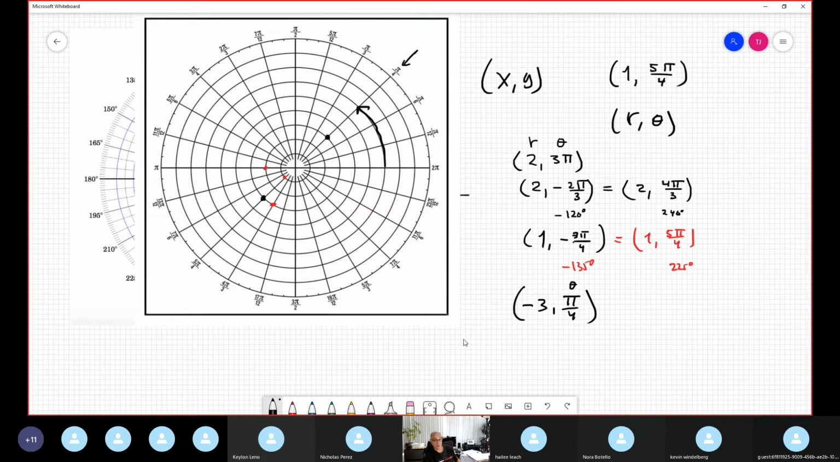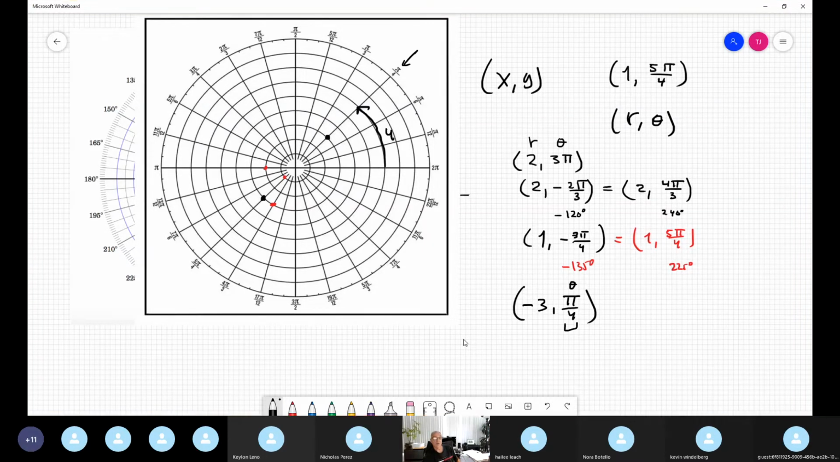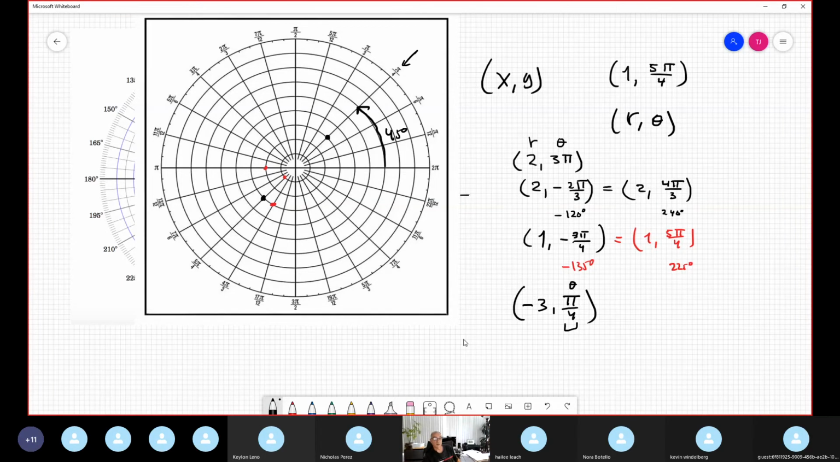The thing I am trying to explain is, when you have a negative radial, you don't care. You navigate for the theta, which is pi over 4, 45 degrees. Now you plot the point, 3 units, 1, 2, 3, and flip it to the opposite direction.